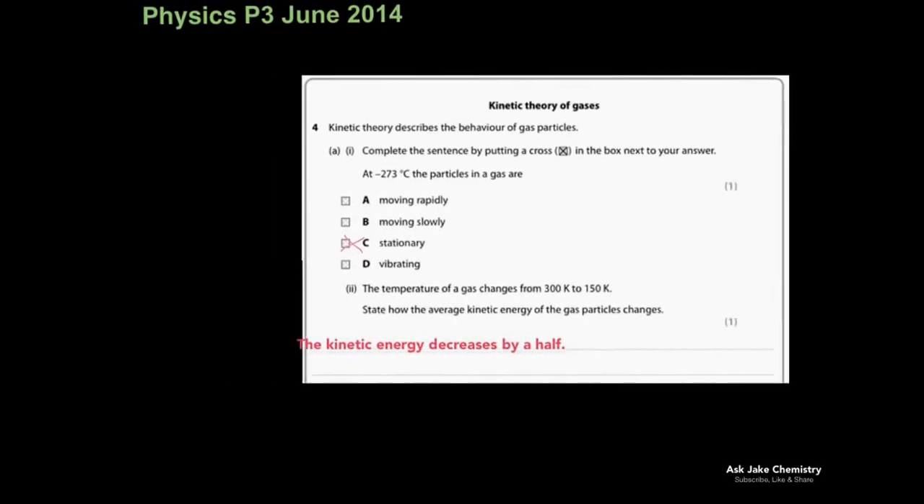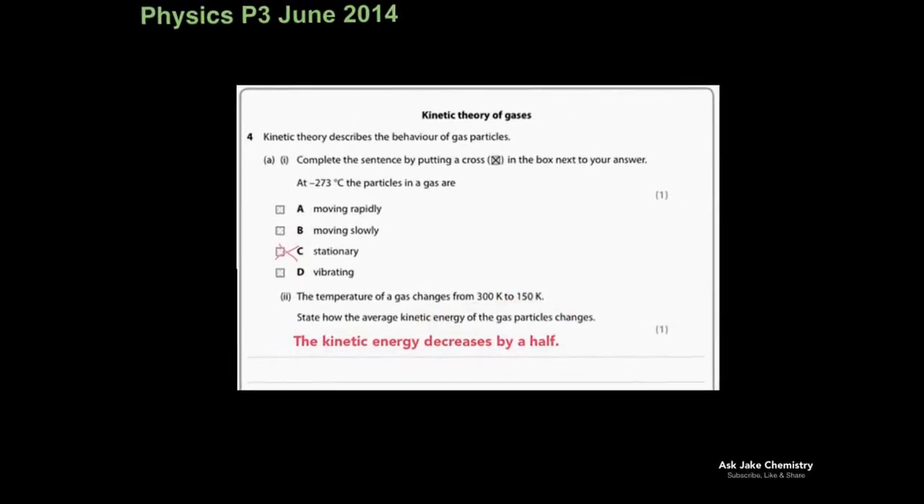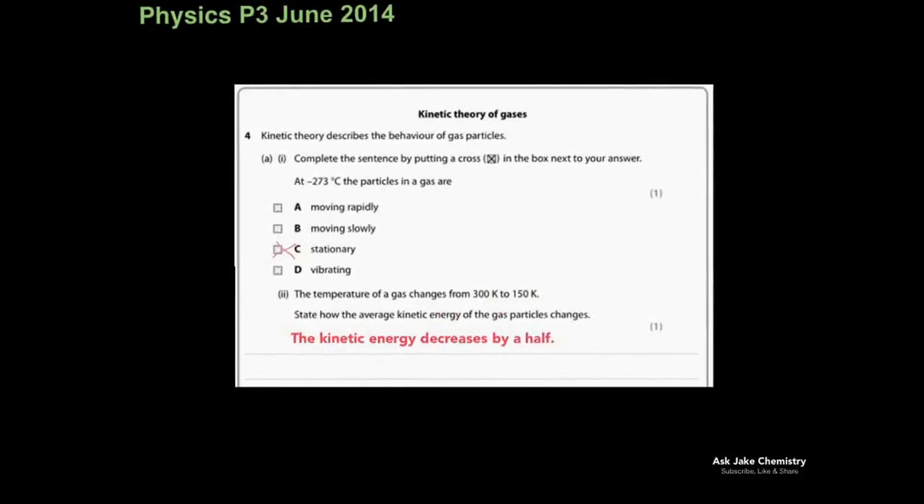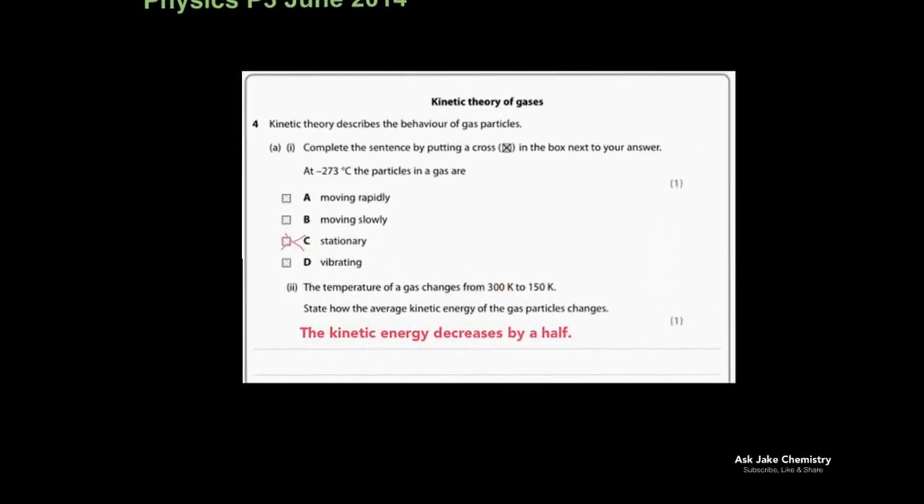The temperature of gas changes from 300 to 150 K. State how the average kinetic energy of the gas particles changes. Really simple, it's only 1 mark. You'll have to say kinetic energy decreases by half, because 300 divided by 2 is 150.